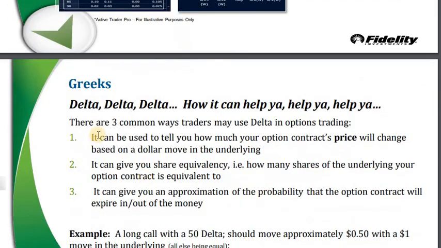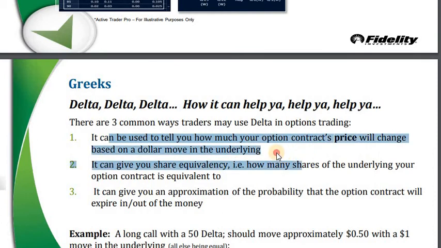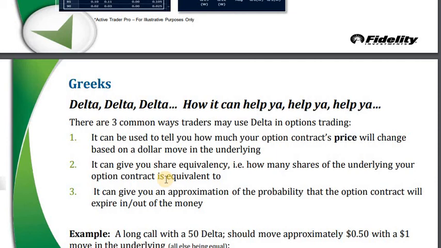Okay, why delta? Because this is one good piece of information which they have given. Three common reasons they have mentioned. As I told you earlier, how much the option price will change based on the dollar move in the underlying. Second, it gives you the equivalency. Say, for example, if you are an option trader and also trading in stocks, it will tell you how many options to buy, or in what proportion to buy.